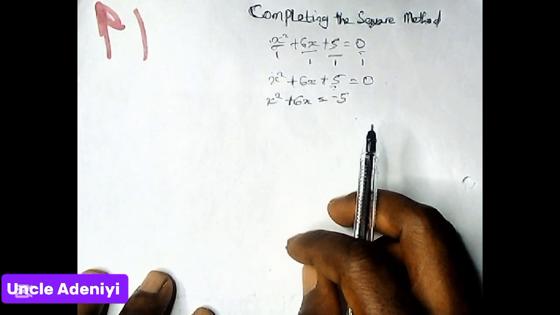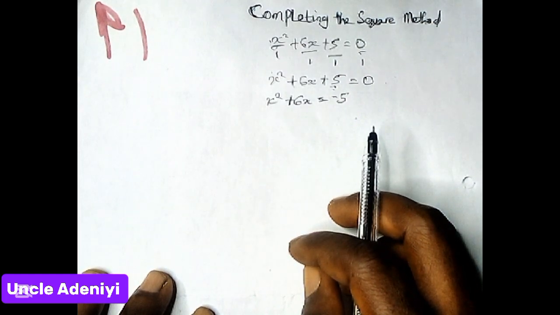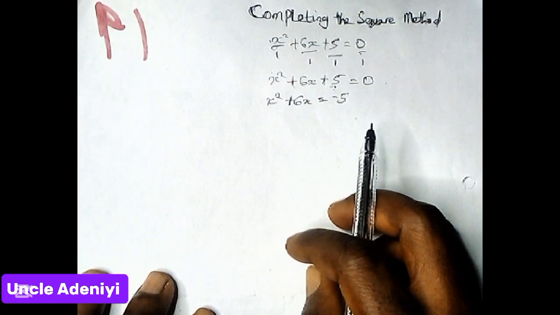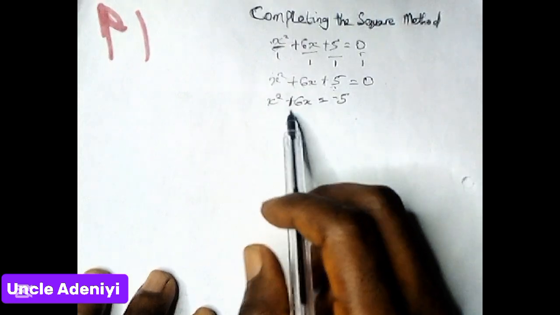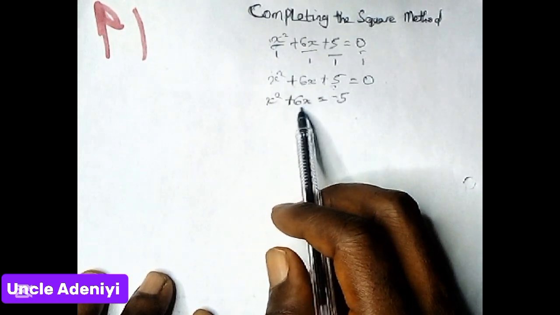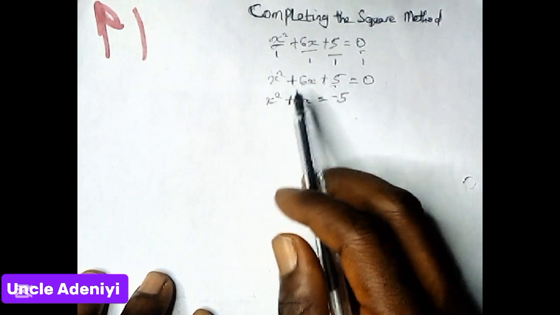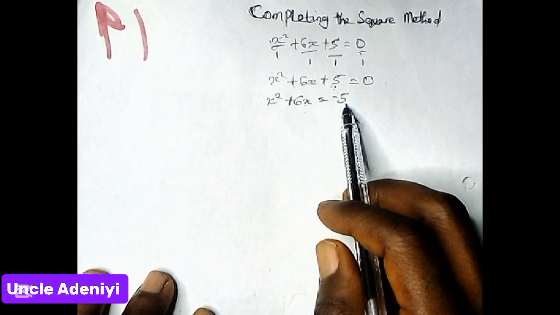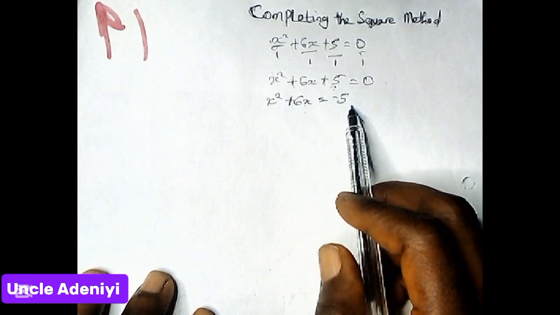Now the next step is you divide the coefficient of x by 2. Then you will square it and add it to both sides. What is the coefficient of x here? This is the coefficient of x. You divide this 6 by 2, then you square it, then you add it to both sides. You add it here, and add it here.